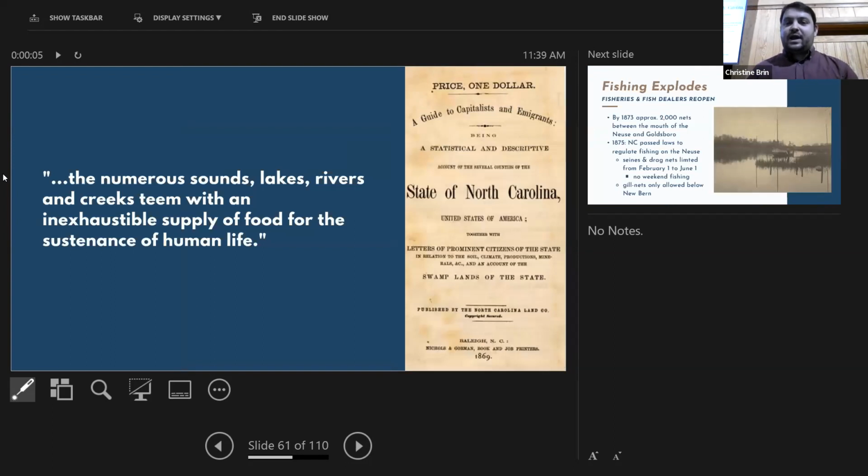Then you had a guide to capitalists and immigrants, being a statistical and descriptive account of the several counties of the state of North Carolina, and this one's for Eastern North Carolina. So again, trying to get these northern capitalists, and they're saying in this particular publication, "The numerous sounds, lakes, rivers, and creeks teem with an inexhaustible supply of food for the sustenance of human life."